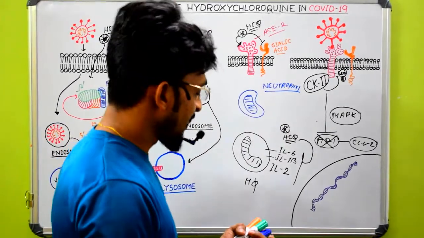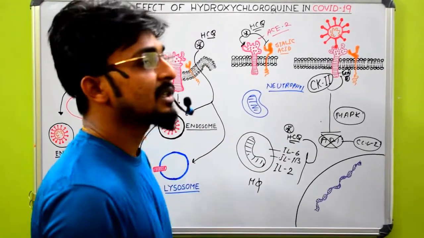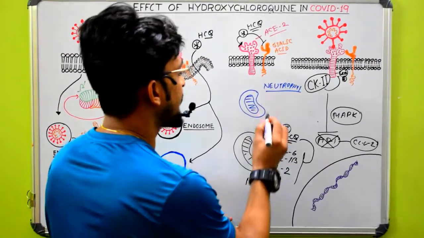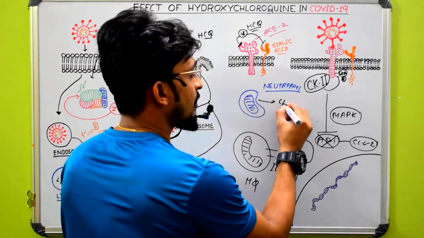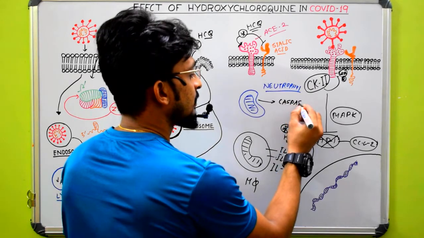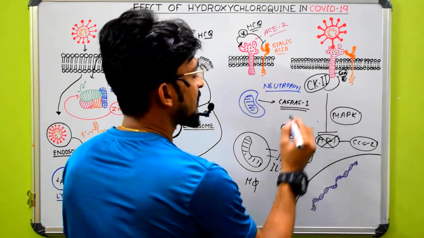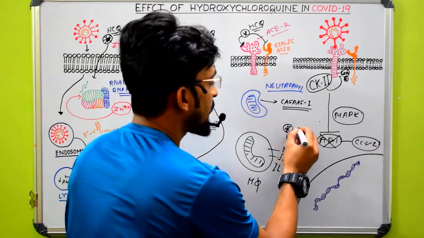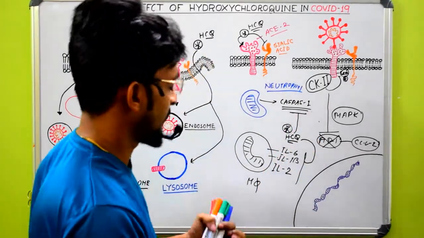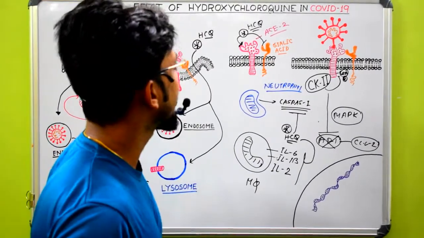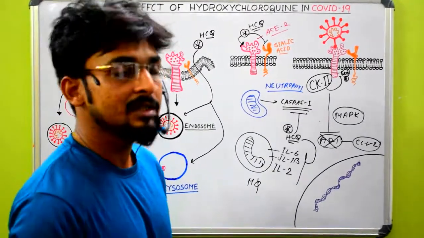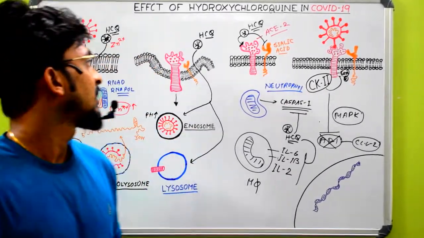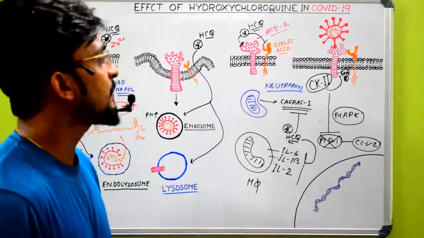This is one way. Another way of preventing the cytokine storm is that it can also prevent the activity of caspase 1, which is very important for the inflammation. Okay, so this hydroxychloroquine can also prevent this caspase 1. So these are all the activities. Apart from that, many other activities or effects are also there, and I hope I have not missed anything in this video.